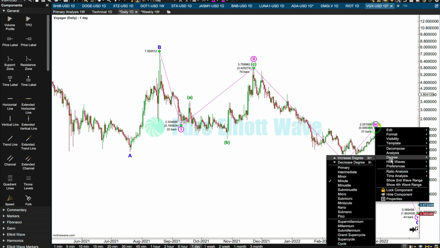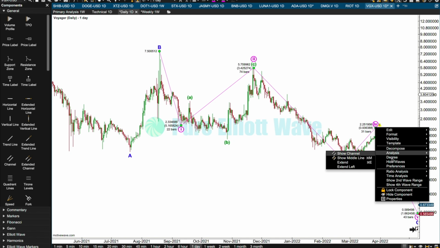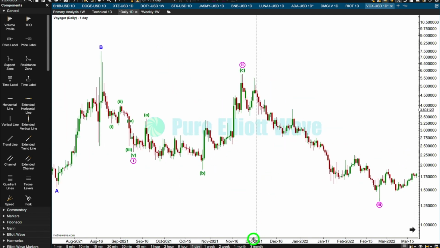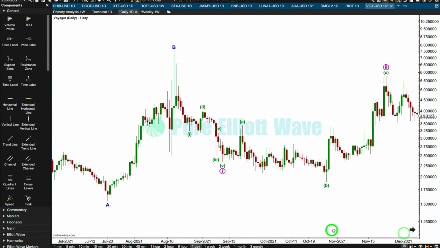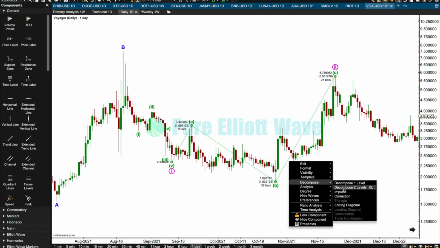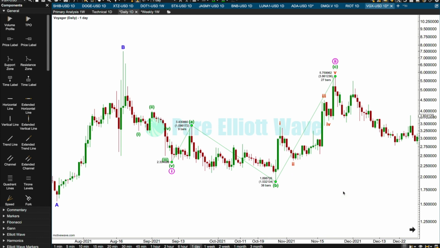Now, if 1's over there at 2.33, then 4 does not overlap 1 price territory in Motive Wave. Slightly annoying, but they've misinterpreted the rules, so when it does that, I ignore that. The rule is really clear. The 4th wave may not overlap into the 1st wave price territory. The rule doesn't say anything about the 4th wave overlapping 2nd wave price territory. And if we have B here, then C looks like, I think, a reasonable 5-wave impulse.